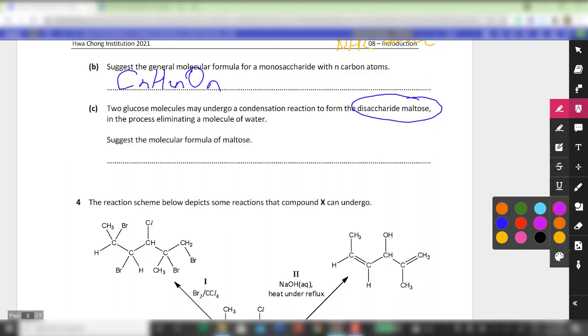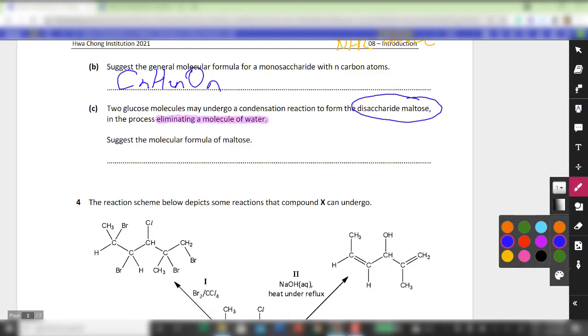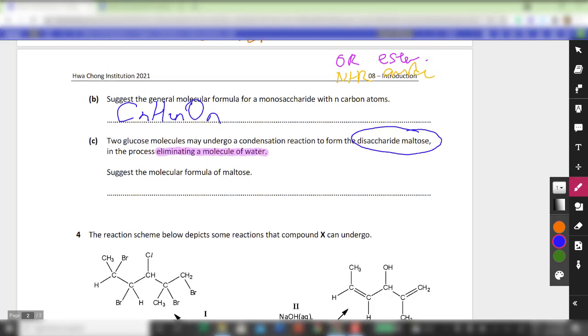Finally, for part C, you have two glucose molecules undergoing condensation to form the disaccharide maltose. Take note that for a condensation reaction, there is an elimination of a water molecule. So the question asks you to suggest the formula for maltose.